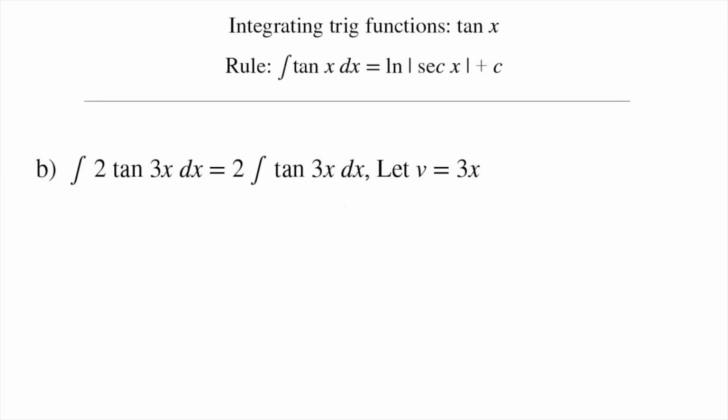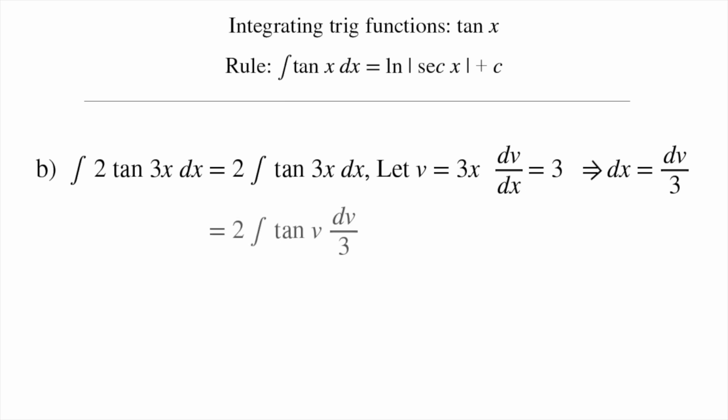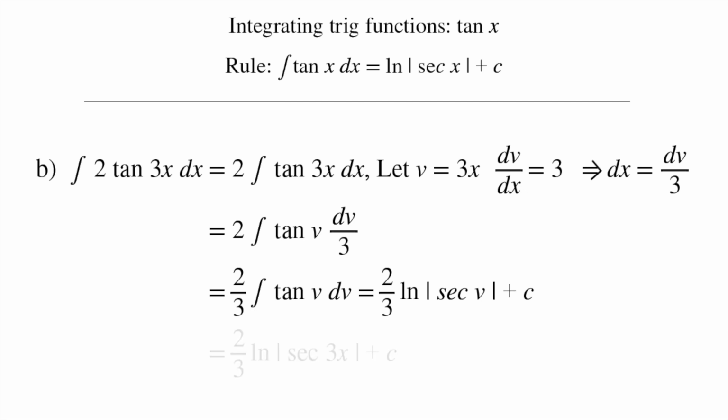Let v equal 3x, then dv by dx is equal to 3, and that implies that dx is equal to dv over 3. So our integral becomes 2 times the integral of tan v times dv over 3. Now, we have another constant to take outside the integration, and we get 2 over 3 times the integral of tan v dv, which is just 2 over 3 times ln mod sec v plus c. That's using the formula which we have just proved is true, which is 2 over 3 ln mod sec 3x plus c when we change variables from v back into x.